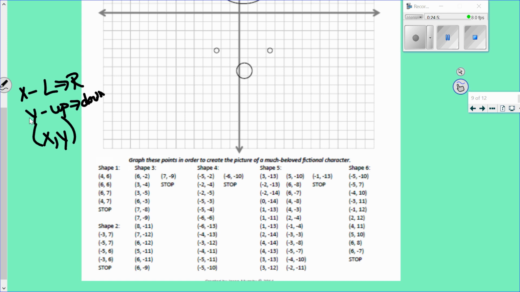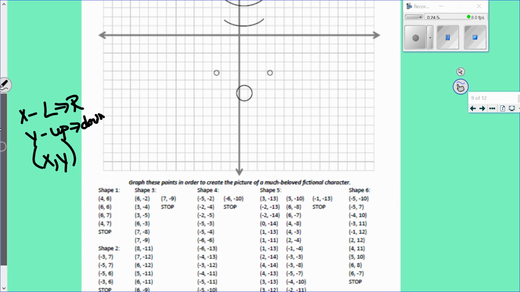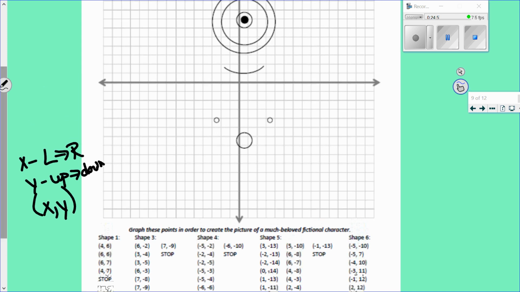What you're going to do is start the first shape, for example, at 4, 6. That's my first point. So I'm going to go to origin, go over 4, 1, 2, 3, 4, up 6, 1, 2, 3, 4, 5, 6. I make a dot. That's my first point. My second point goes 6, 6. So I go back to origin, 6 over, 6 up, and I'm going to draw a line between them. You're going to do that until you get to stop. So you're going to connect all of these points until you get to stop. That's going to draw the first shape.